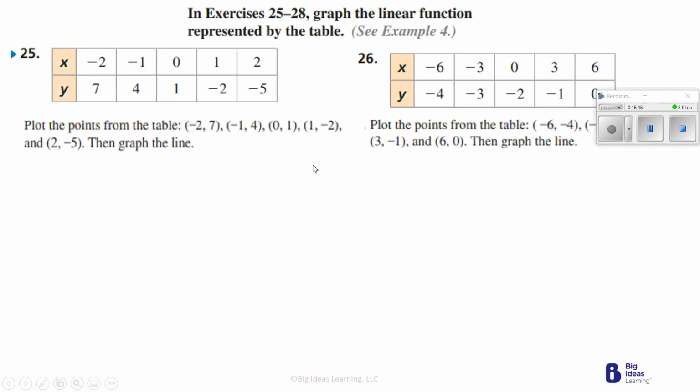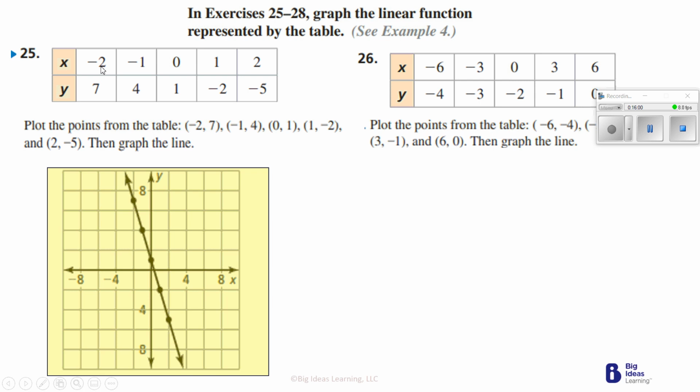All right, so let's move on. Number 25 is for me to do. Graph the linear function represented by the table. If I was to graph this, I'm going to plot the points, then these would be my x coordinates, these would be my y coordinates each time. So over here I would have -2 and 7. I'd have -1 and 4. I would have 0 and 1. I'd have 1 and -2, and I would have 2 and -5.